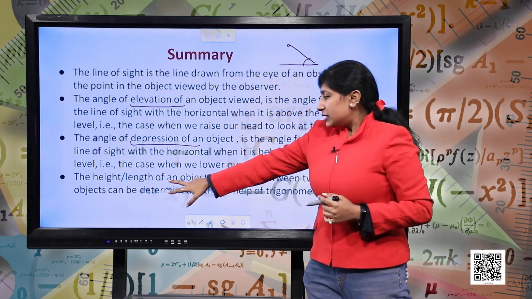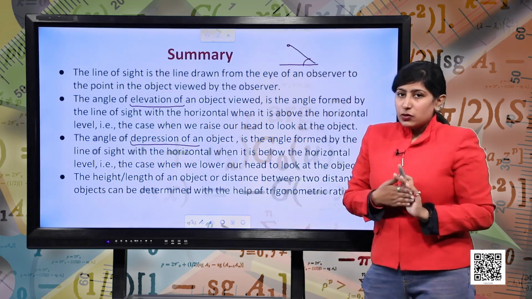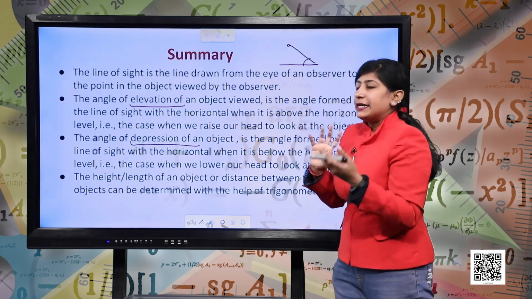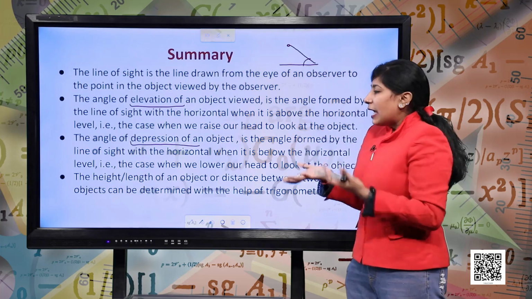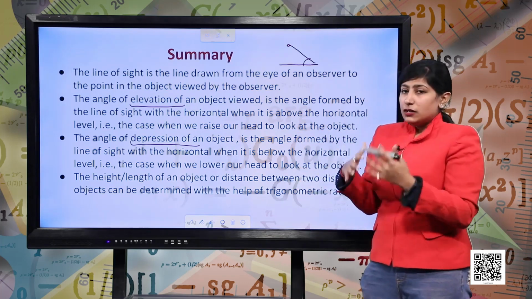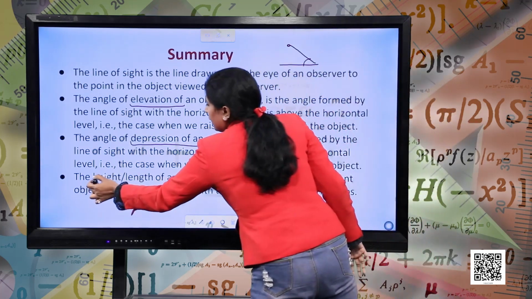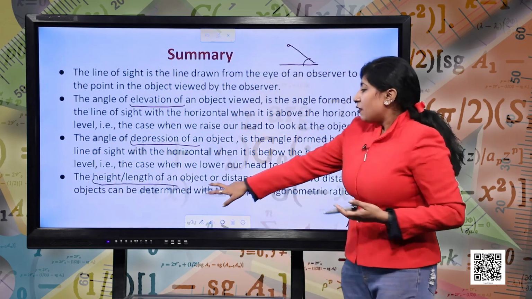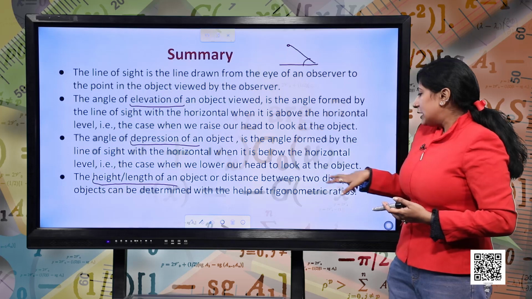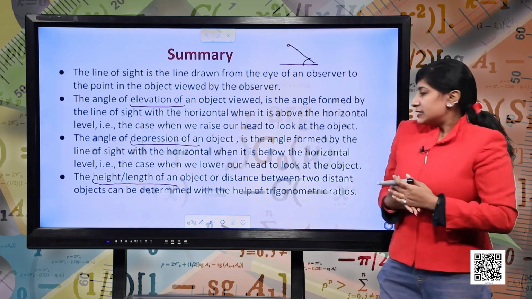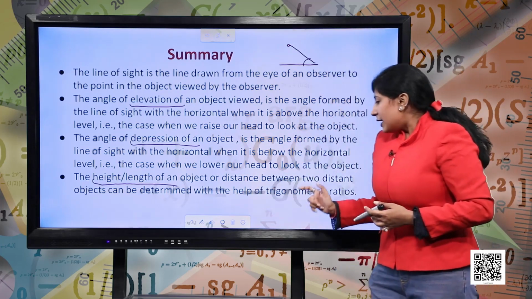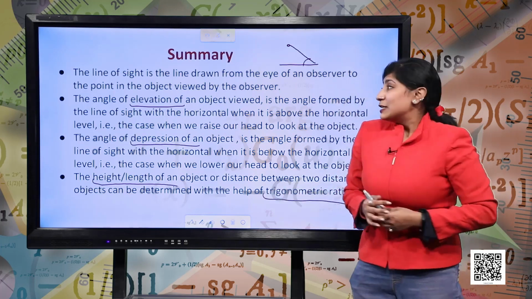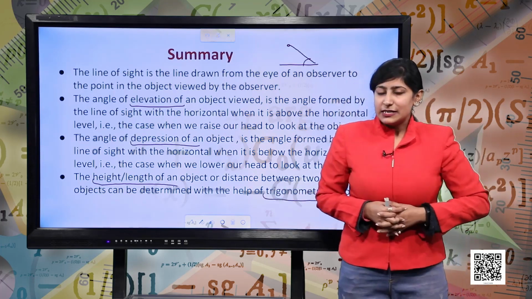So the last point, see, we have done many questions, we have done many real life problems where we were given some height, length, distance or angles, and we needed to find different remaining components. So the height or length of an object or distance between two distant objects can be determined with the help of, yes, trigonometric ratios. So I hope that you understood this session.